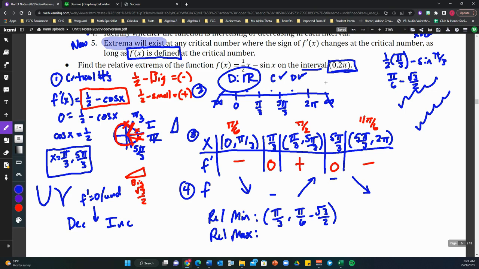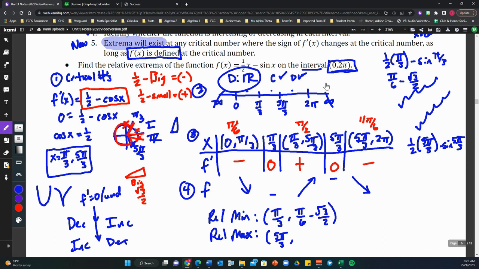Then for relative maximums to occur, the original function must go from increasing to decreasing, and that same condition for in between has to occur. So again, we're changing directions. So in this case, we do have a relative maximum, and that is occurring at 5 pi over 3. So we're going to plug that in to the original function. So we get 1/2 times 5 pi over 3 minus sine of 5 pi over 3.